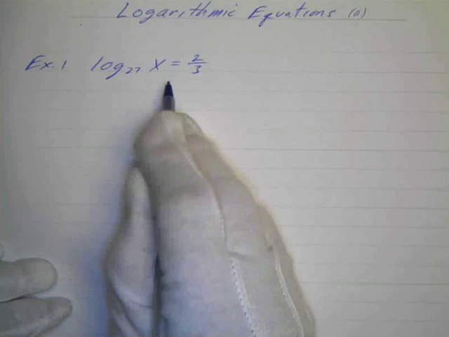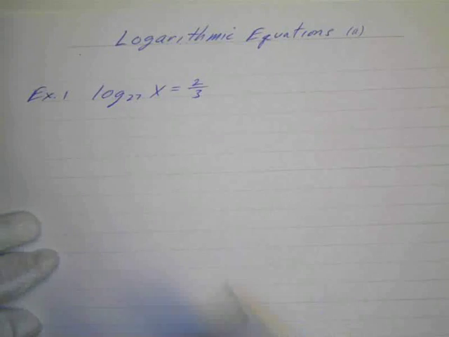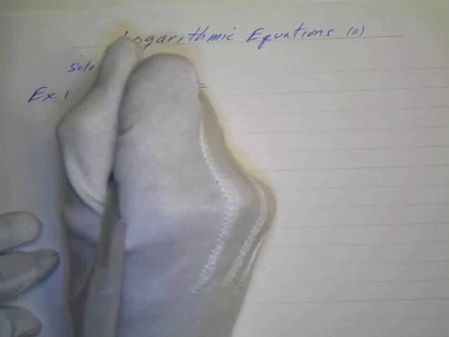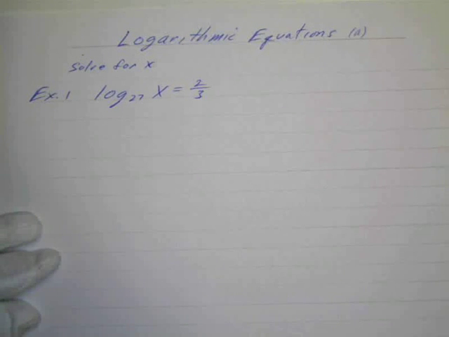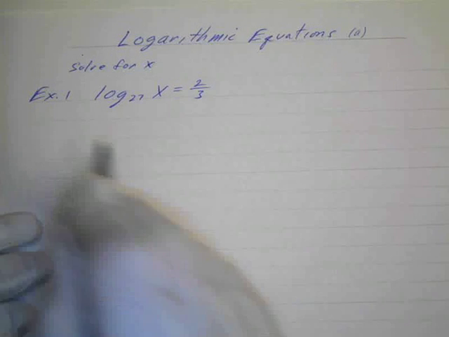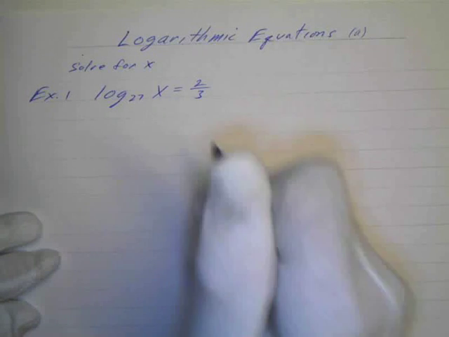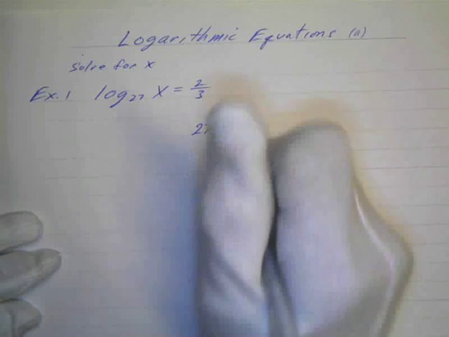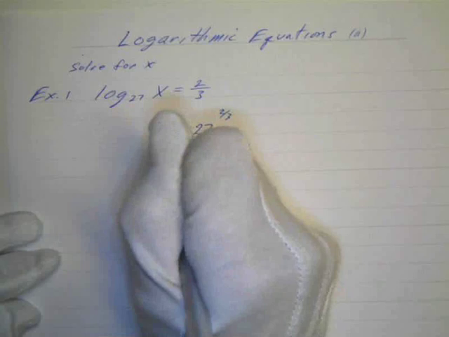Log to the base 27 of x equals 2/3, and we want to solve for x. So actually the directions on these would be solve for x. All right? So I want to solve this for x. So we'll change it to an exponential equation because that's really the way we know how to solve these logarithmic equations. So what's my base? My base is 27. This is my base. This is my exponent, 2/3. And this is my answer, x, which is what I'm looking for.